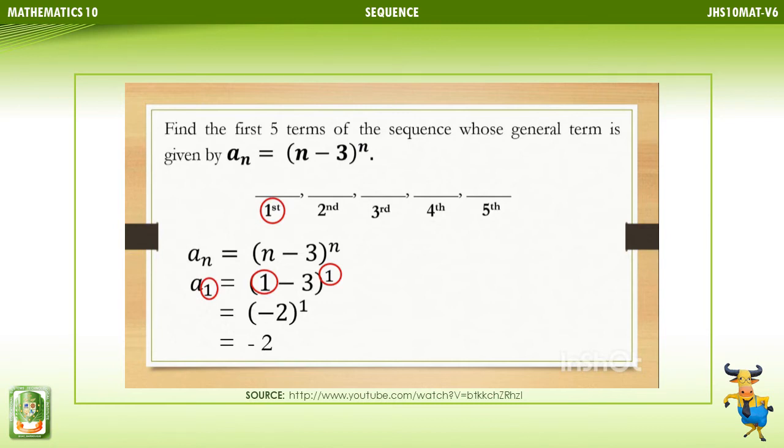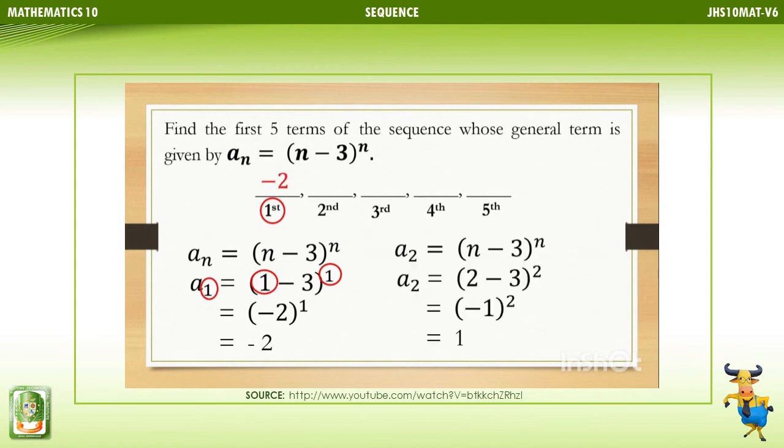And negative 2 raised to 1 is negative 2. That will be our first term. Next, our second term. Since second na ang hinahanap natin, isa-substitute natin ang 2 sa mga n. So, we have now 2 minus 3, that is negative 1. And negative 1 raised to 2, that is 1. So, since negative 1 times negative 1, same sign, that will become positive 1.